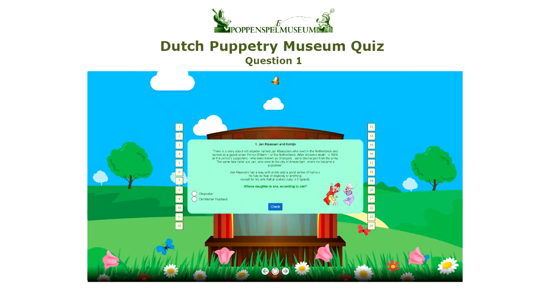Jan Klaassen has a way with words and a good sense of humour. He has no fear of anybody or anything, except for his wife Katrijn, called Judy in England. Whose daughter is she, according to Jan? Otterpoetje? Old Mother Hubbard.